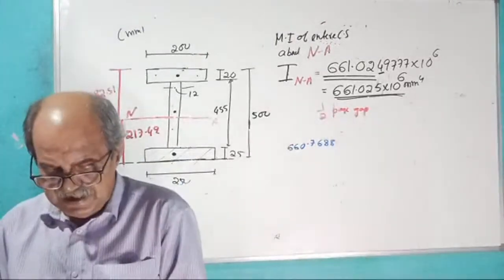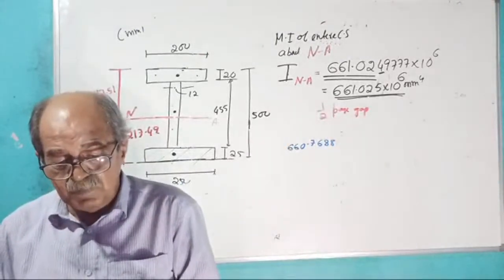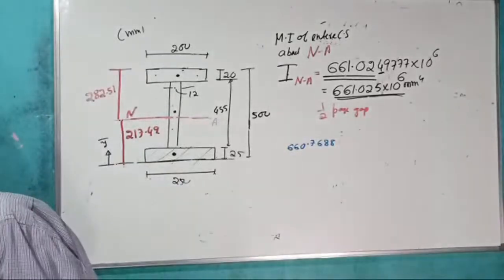661 divided by 10 to the power 6: 661.025. Okay, I will continue with my answer.